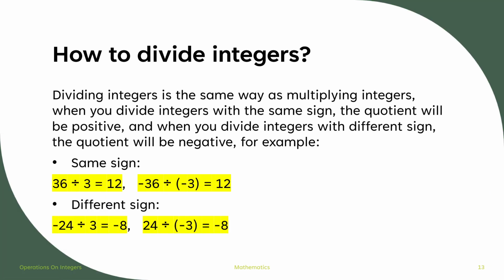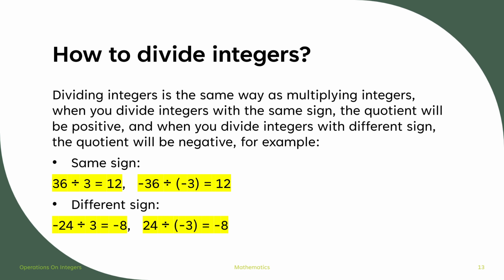How to divide integers. Now, dividing integers has the same way as multiplying integers, and here I wrote the same way as in the previous slide. When you divide integers with the same sign, the quotient will be positive, and when you divide integers with different signs, the quotient will be negative. For example, here we have divide integers with the same sign.